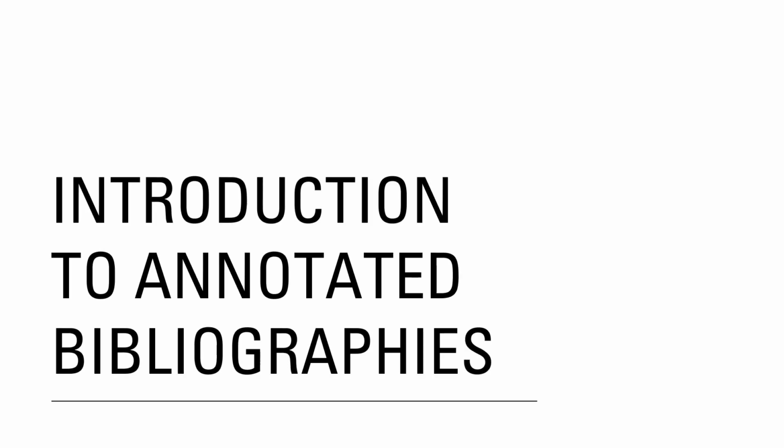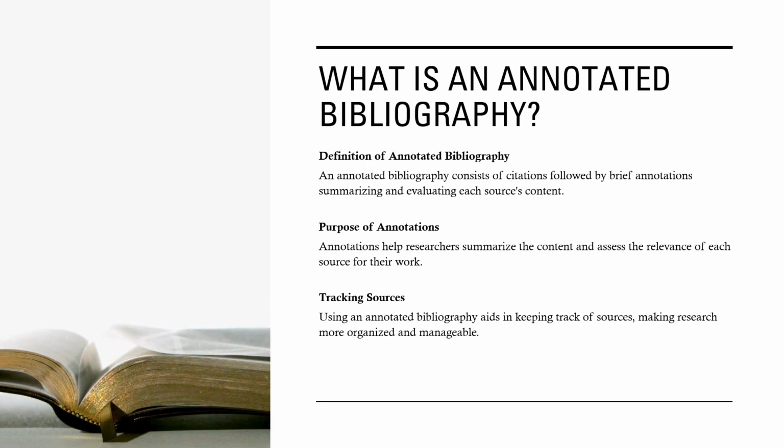Annotated bibliographies are compilations of sources with accompanying summaries and evaluations. They serve as valuable tools for researchers to organize and assess the literature related to their research. An annotated bibliography includes citations from sources, followed by a brief annotation which summarizes and evaluates the source's content. This format helps researchers keep track of their sources and assess their relevance.